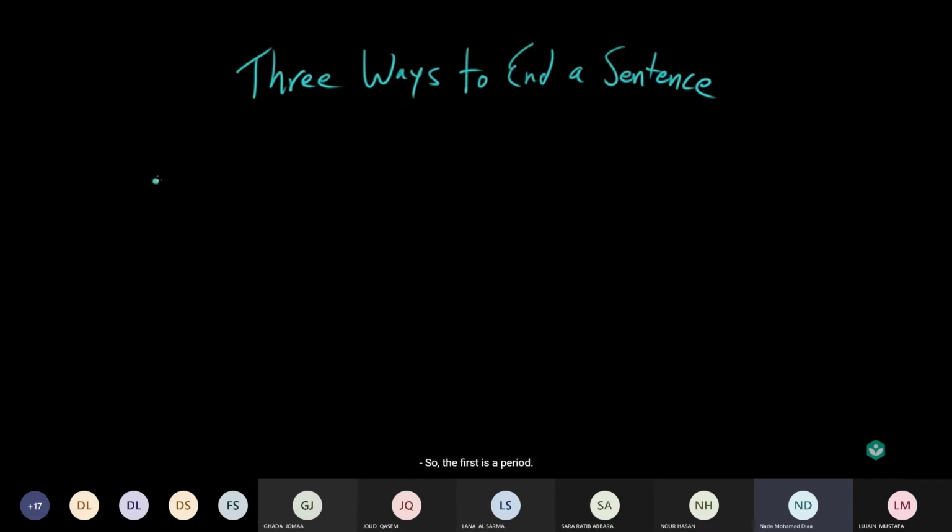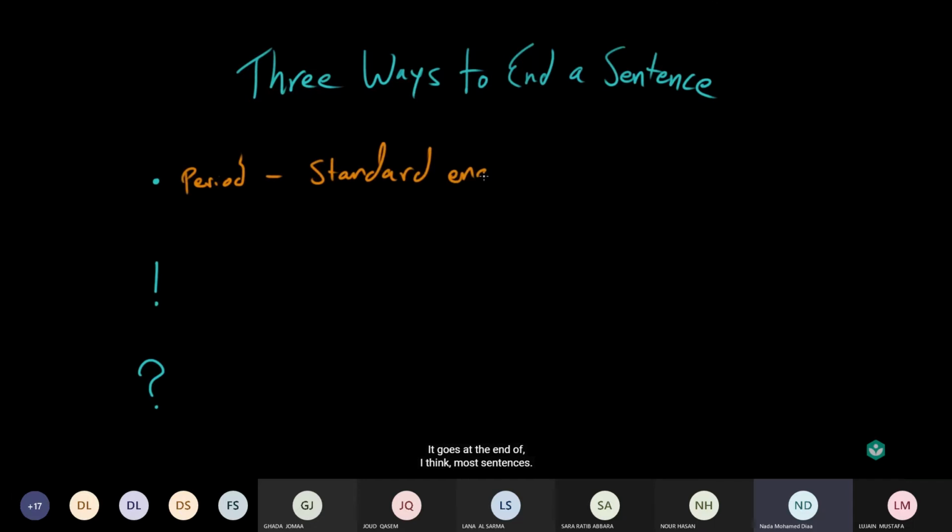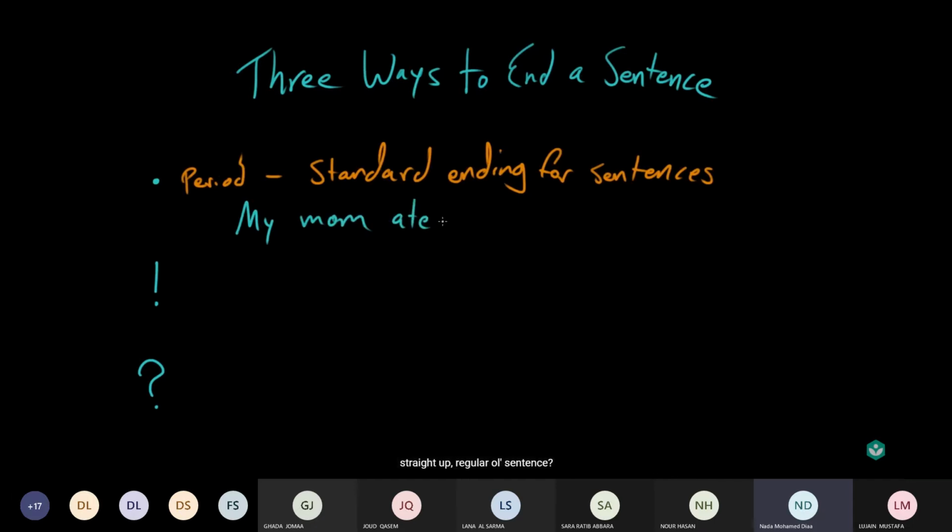So the first is a period. Okay. And then an exclamation point, and a question mark. A period is just sort of the standard ending to a sentence. It goes at the end of, I think, most sentences. I would say that all of the sentences that we have spoken so far would probably end in periods. So what's a good example sentence that we could use a period at the end of? My mom ate a cookie. So that's just a straight up regular old sentence, a standard declaration of a fact. Exactly. This is a thing that is true. My mom ate a cookie.